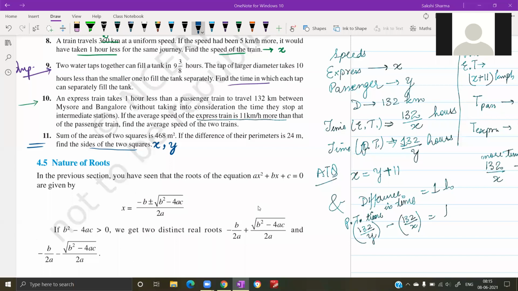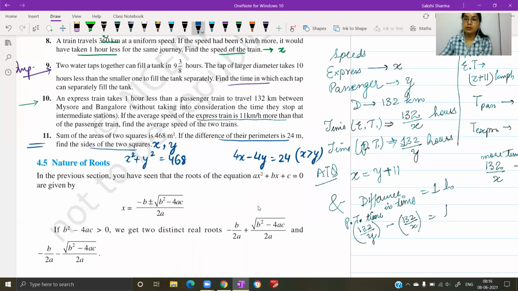Ma'am, we are given x square plus y square is equal to 468. The areas of the two squares, the sum is 468. Ma'am, their perimeters difference is 24. So, ma'am, 4x minus 4y is 24, where x is greater than y. That's right. We are assuming that x is greater than y. So this will be our second equation.